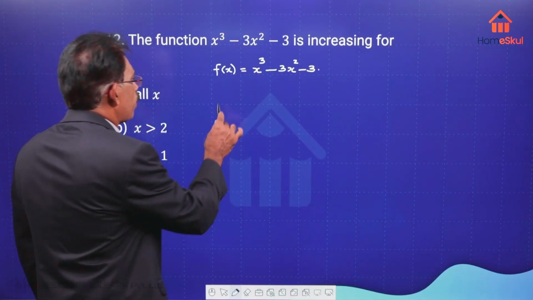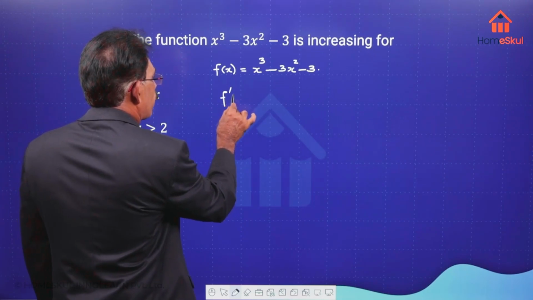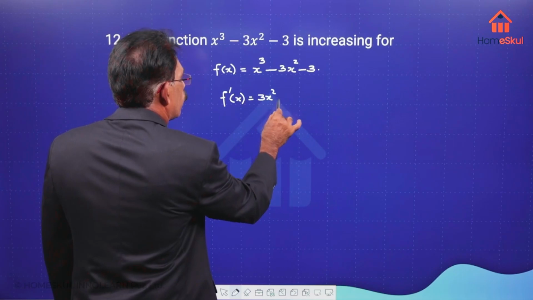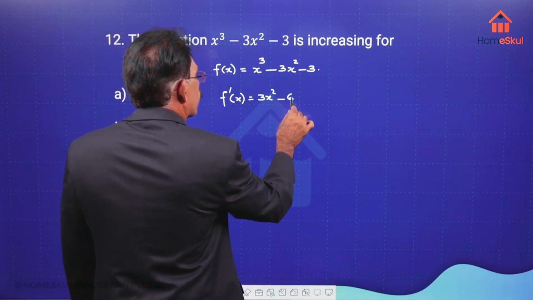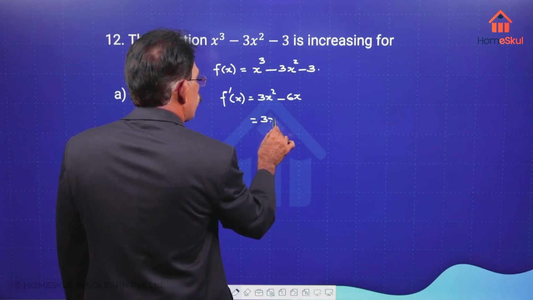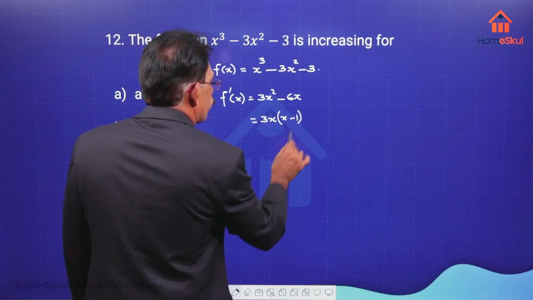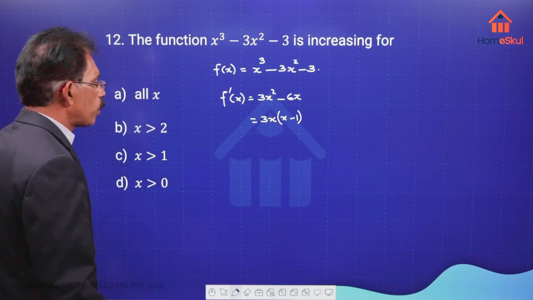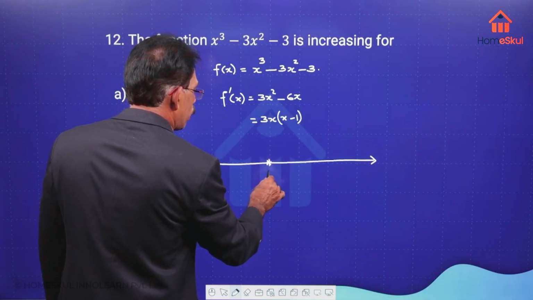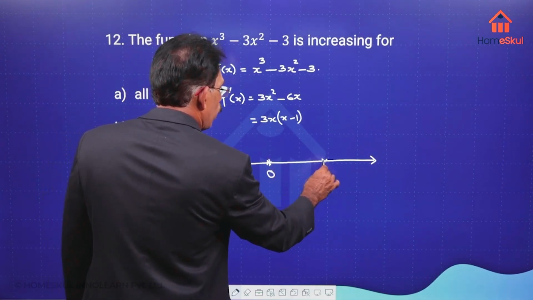So we have to find f dash x. f dash x is equal to 3x square minus 6x. So that is equal to 3 into x into x minus 1. If f dash x equals 0, you know this is a line diagram. There are two values: one is x equal to 1, another is x equal to 0.